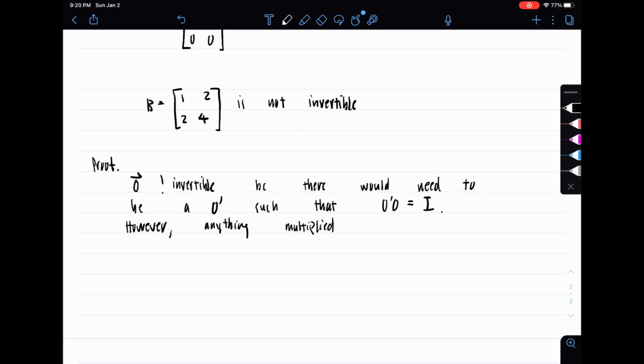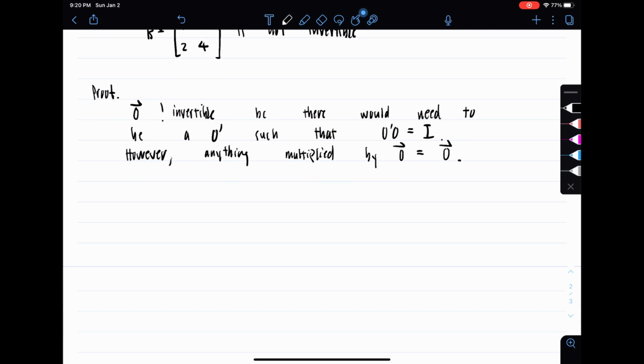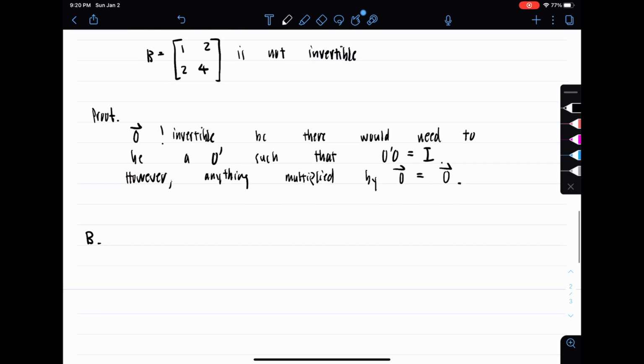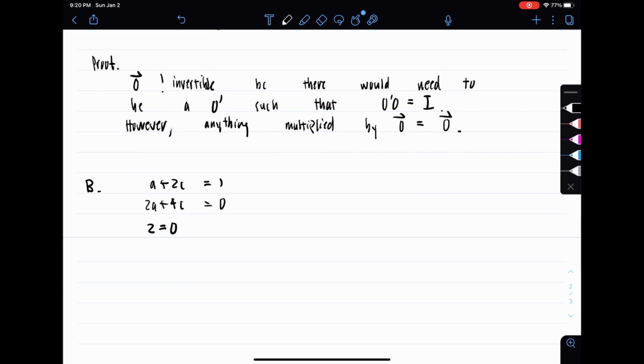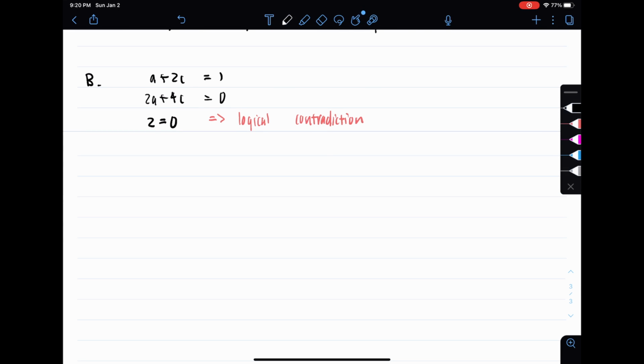Now let's consider why B is not invertible. Once again, we can separate B into equations. We can see that a plus 2c equals 1 and 2a plus 4c equals 0. Well, this basically tells us that 2 equals 0, which is a logical contradiction in math.